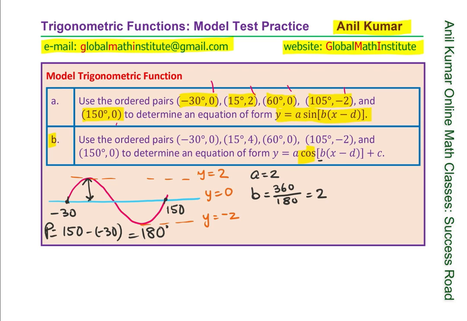So we have these two values. The axis is at 0 itself, and the phase shift, since it starts from minus 30, it has moved left to minus 30, and therefore the value of D is equal to minus 30. Is that clear? I hope that's absolutely clear, right? Minus 30 when we are talking about the sine wave.